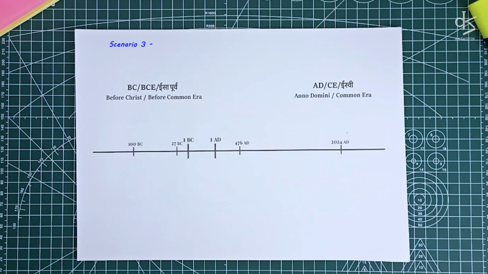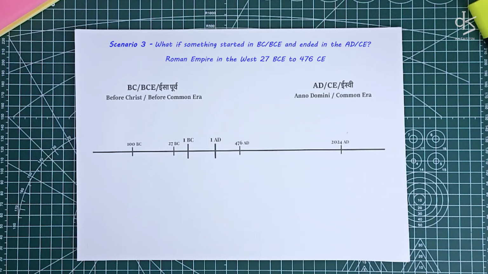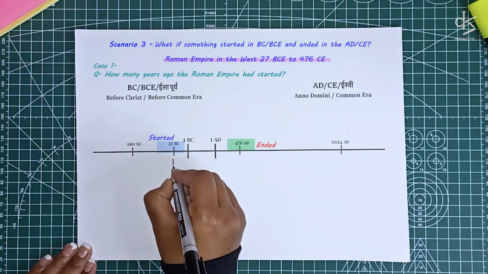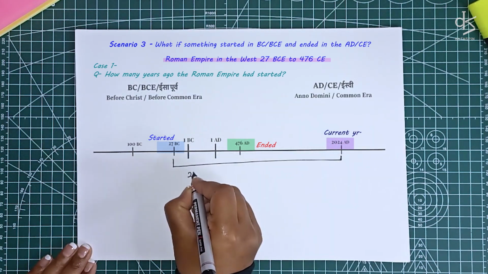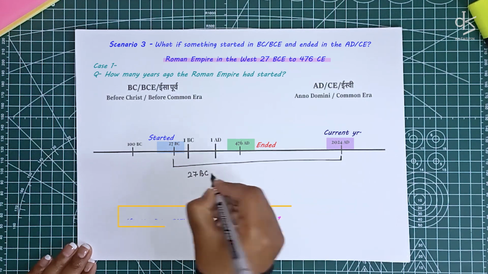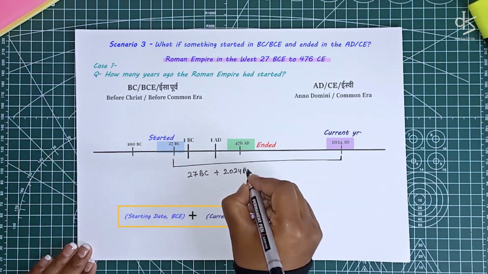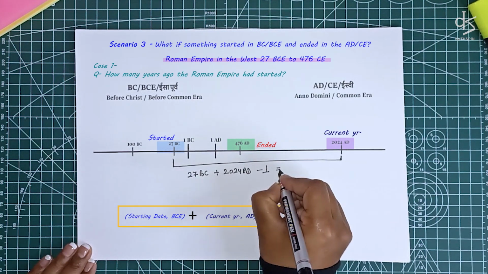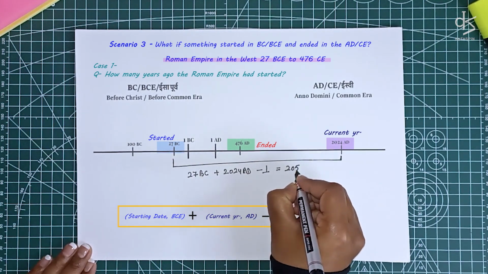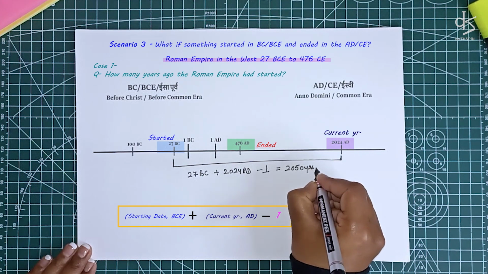Scenario 3. One more question arises here. What if something started in BC/BCE and ended in AD/CE? Let's take an example of the Roman Empire in the West. The Roman Empire was a major world power during its time. Case 1. How many years ago had the Roman Empire started? As we know, add the beginning date with the current year and subtract 1 from the total, which gives us 2050 years. 2050 years ago, the Roman Empire started.